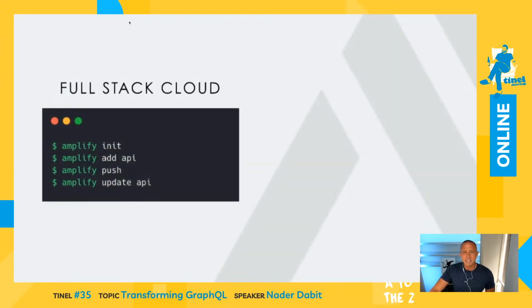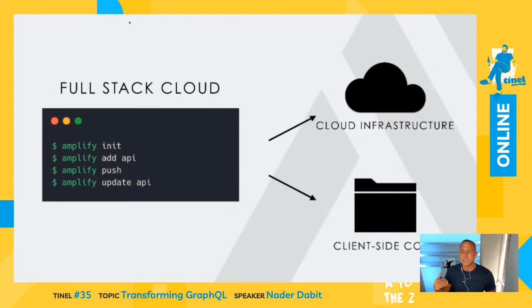Now, back to the CLI though, when we're talking about full stack, we're creating resources on the back end and we're creating resources on the front end. The cloud infrastructure is the thing that we're going to be focusing on here, and how that cloud infrastructure is created. When I say infrastructure as code, what we're essentially doing under the hood is creating that infrastructure as code for you from the CLI.